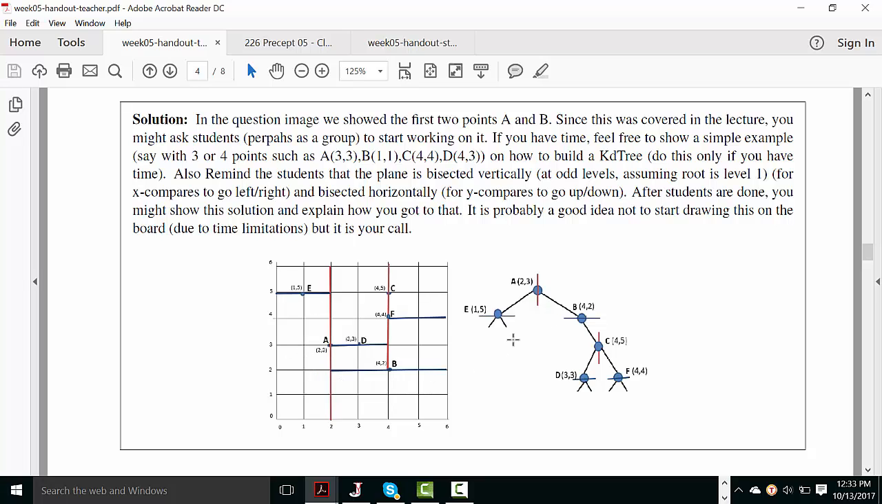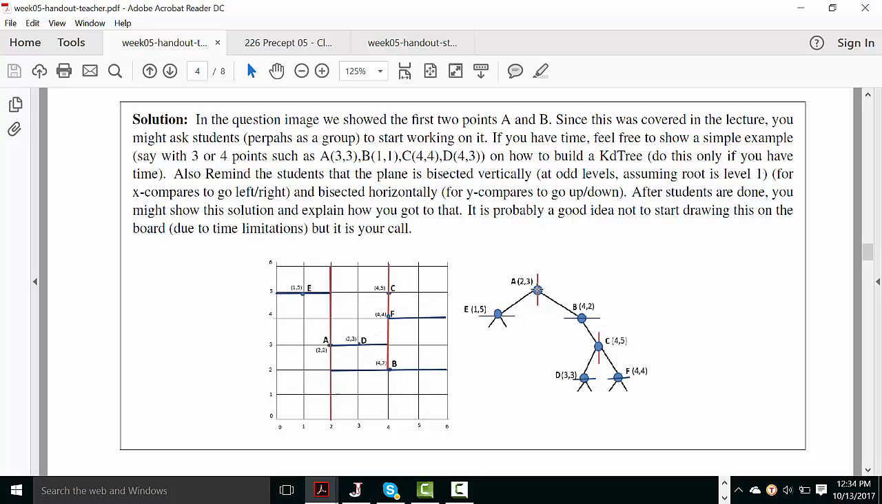So when B comes in, we compare the x coordinates at the odd levels. We know that 4 is bigger than 2, so we go to the right and insert it there. So we put the point in here, and now we bisect the plane by a horizontal line. Now, there's an important concept developing as we're going through this. That concept is called the bounding box or bounding rectangle. The idea of the bounding rectangle is that we want to find a rectangle where we can assure that the point is inside that rectangle.